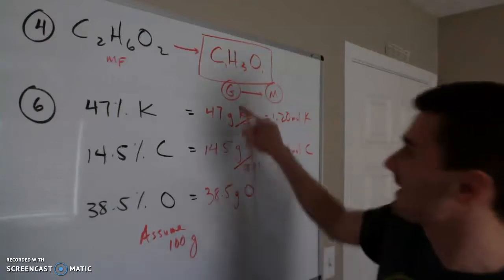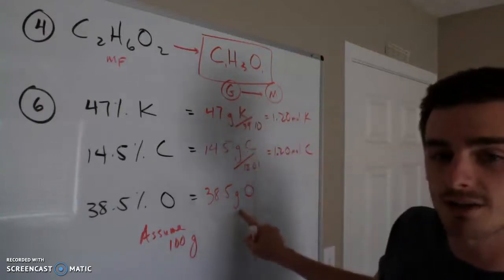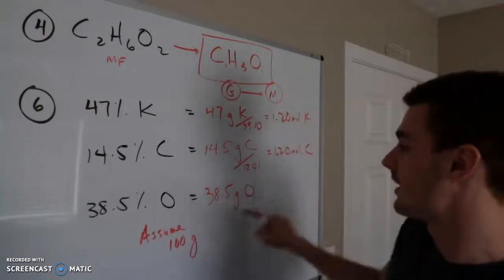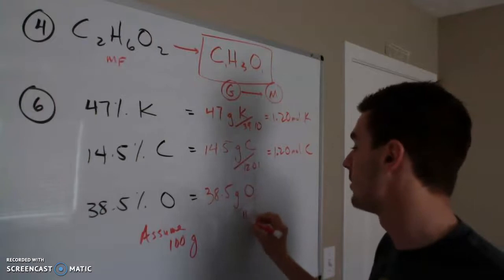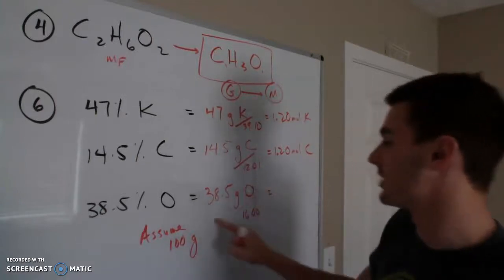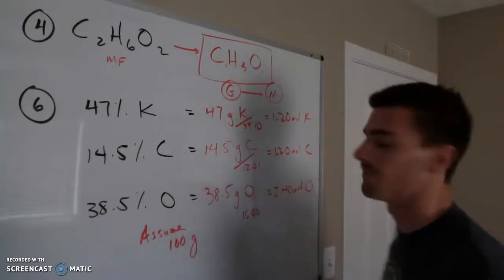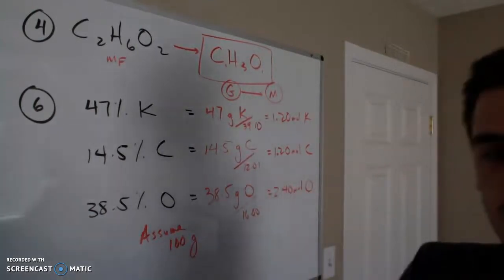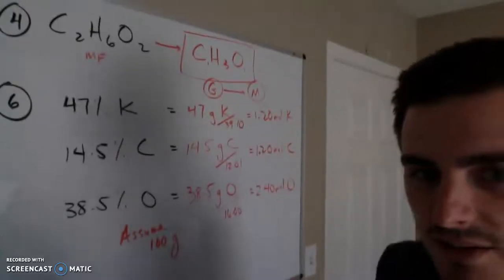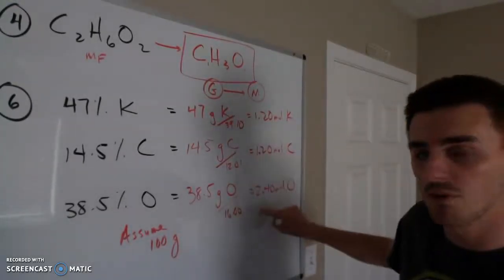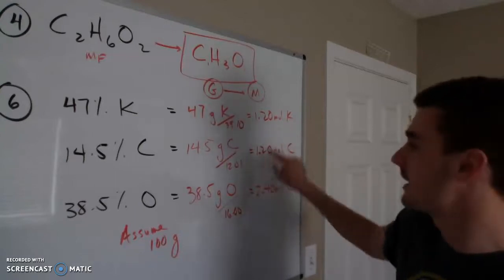Last but not least, I need to get from grams to moles for my oxygen. So in order to get from grams of oxygen to moles of oxygen, I have to divide by the molar mass of oxygen, and all of a sudden here something weird happens. We get a number that's a little bit different. Now on this one it's pretty easy for us to see. I know mine isn't great, I'm sorry. But it's easy for us to see, we have a ratio here. 1.2 and 2.4 are related.